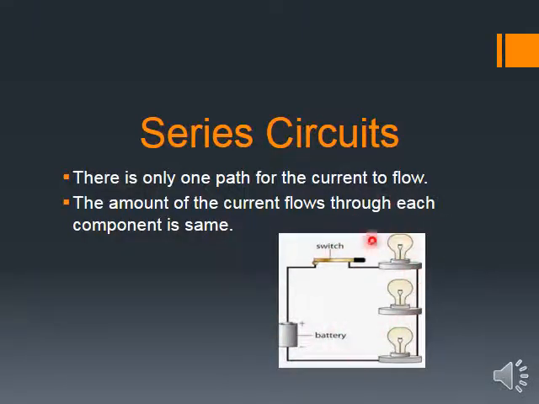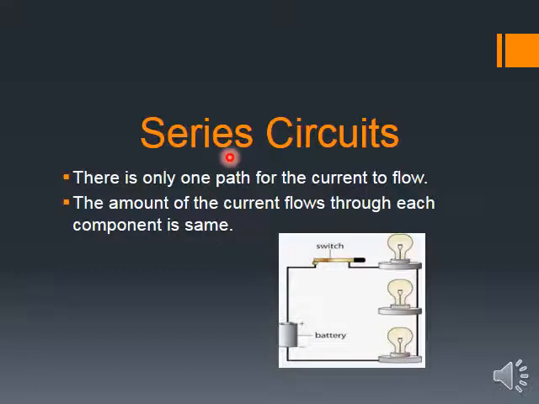Representation of the series circuit. A battery is connected here and this is a switch. And there is only one path for the current to flow. The electric current provided by this battery goes through one bulb, then the second light bulb, then it moves towards the third light bulb.